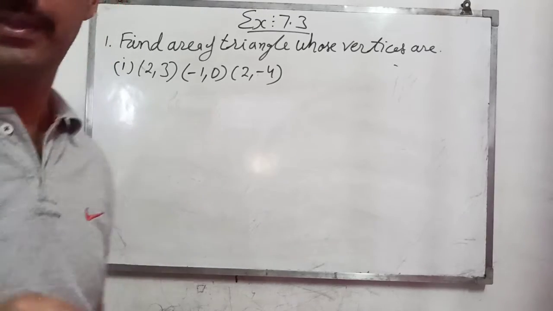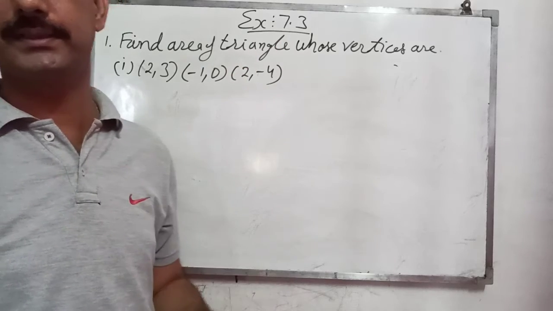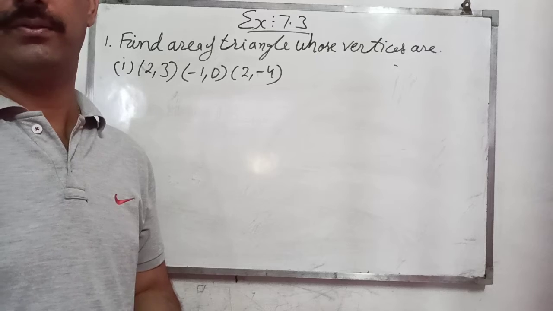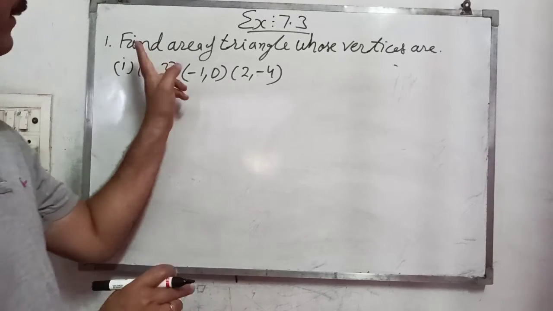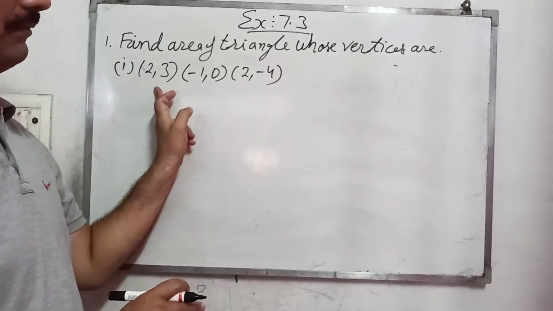Hello students, today we start the new exercise, that is 7.3. The exercise is basically related to the area of a triangle and the area of a quadrilateral. So first we discuss the area of a triangle. The first question is: find the area of the triangle whose vertices are given.